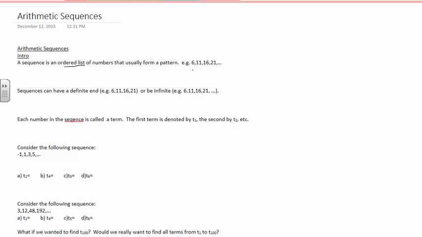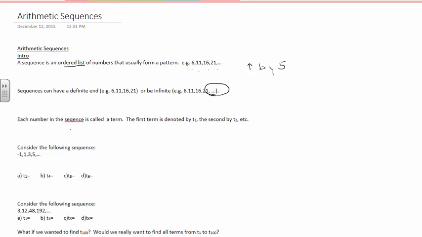So here we have 6, 11, 16, and 21. And our pattern is that it's increasing by 5 every time. Sequences can have a definite end, so we can have 6, 11, 16, and 21, and that's all there is to it. Or it can go forever, infinite, and we represent it by those dots. So if you don't have the dots, that means that there is an end to it.